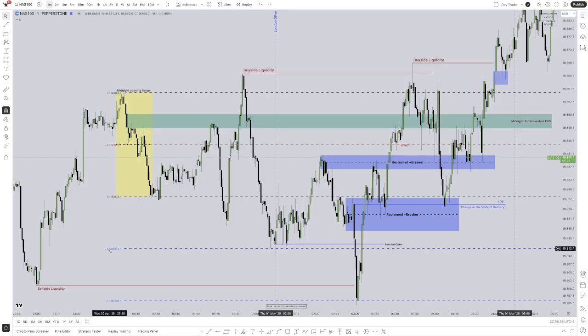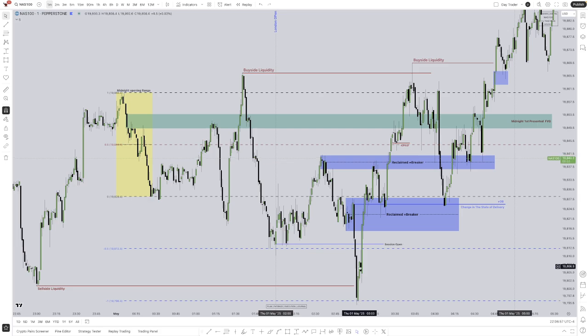So these are your most important: negative 0.5, negative 1. So you have sell side liquidity and negative 1 rests below sell side liquidity. So if we go below this low, how far? Negative 1 standard deviation of the midnight opening range. And look at the bodies right there.